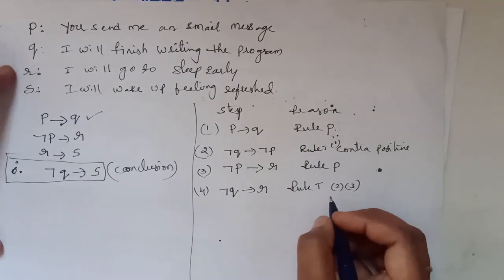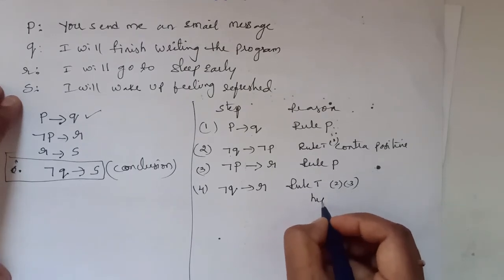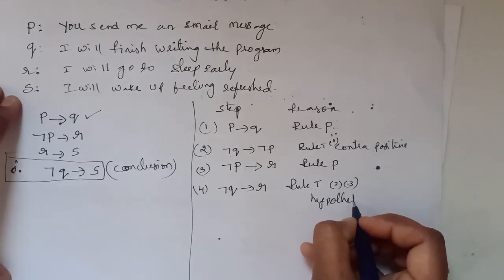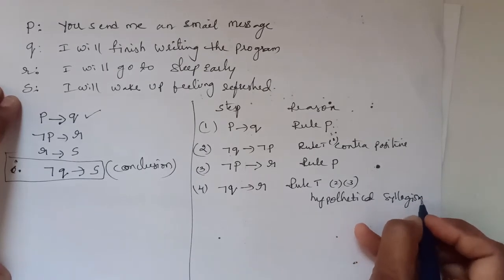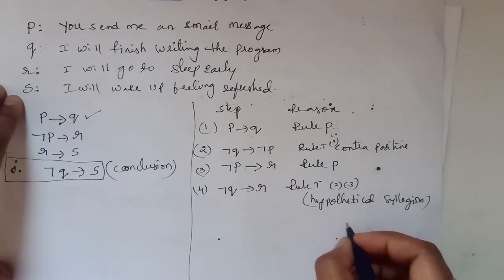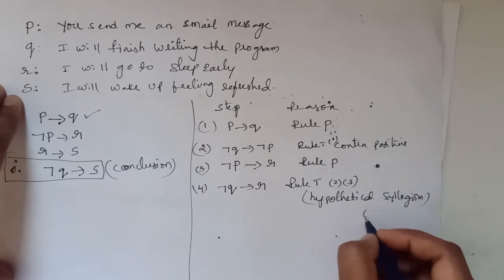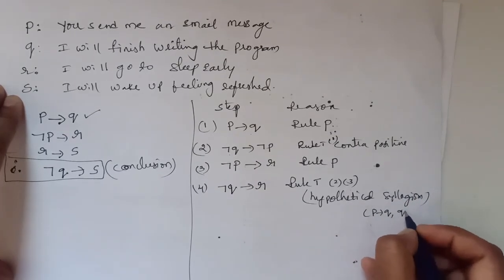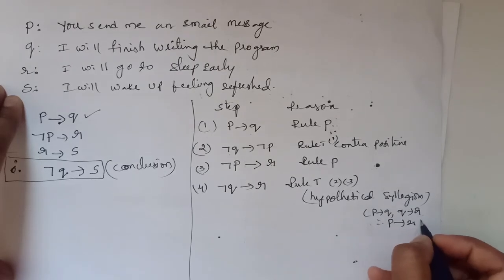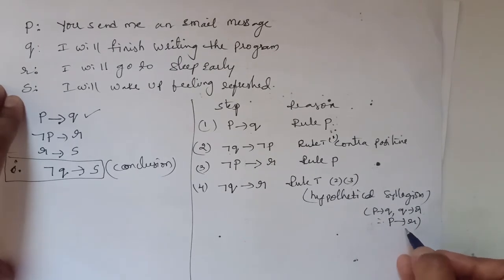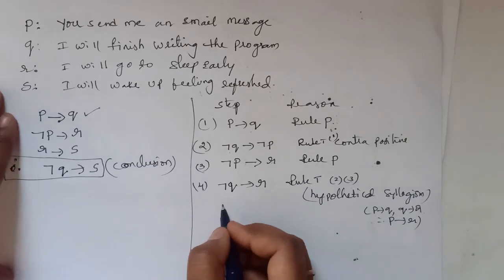We have derived this premise from these two premises according to hypothetical syllogism. What hypothetical syllogism says is that P conditional Q, Q conditional R, therefore P conditional R. So this is hypothetical syllogism.